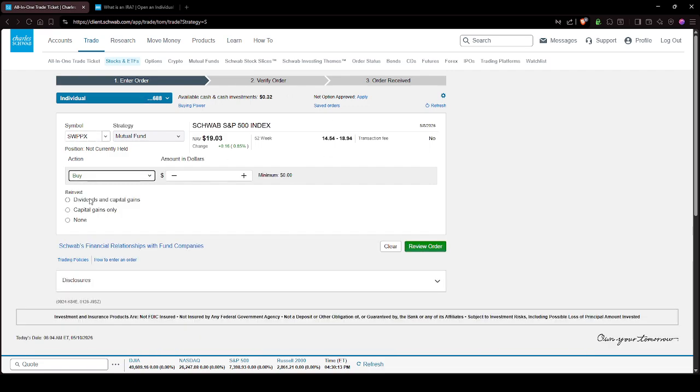It may take some time for the order to process, depending on market conditions. Once you have invested, keep an eye on your investment by reviewing its performance regularly.